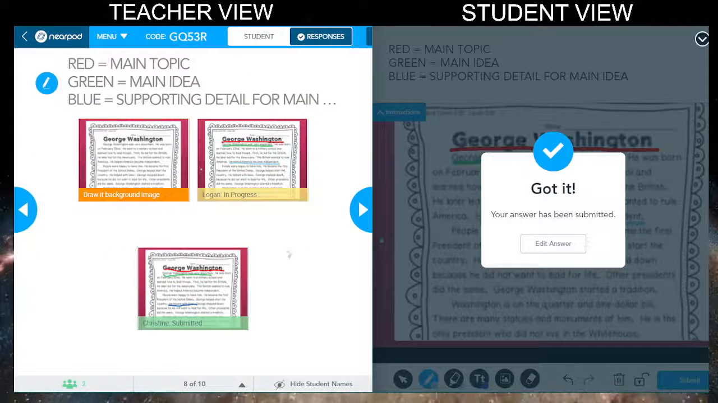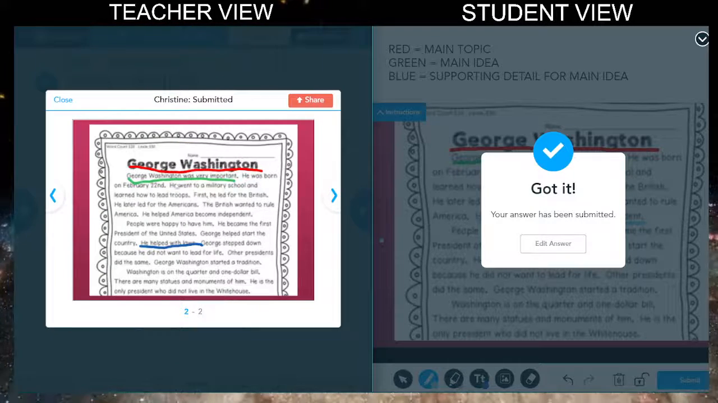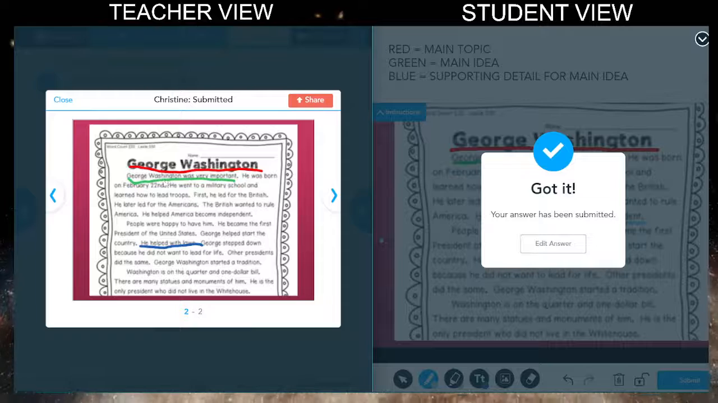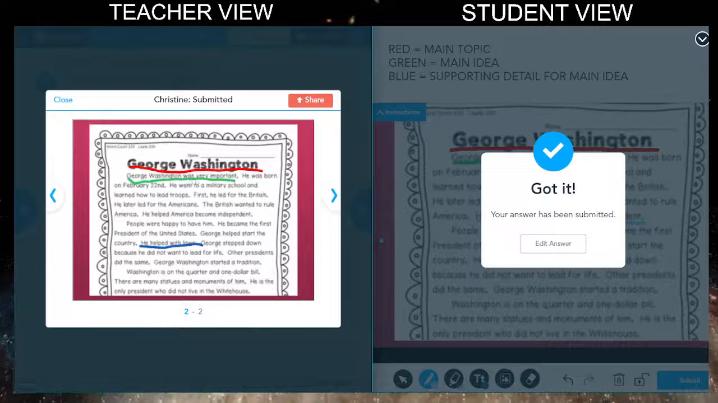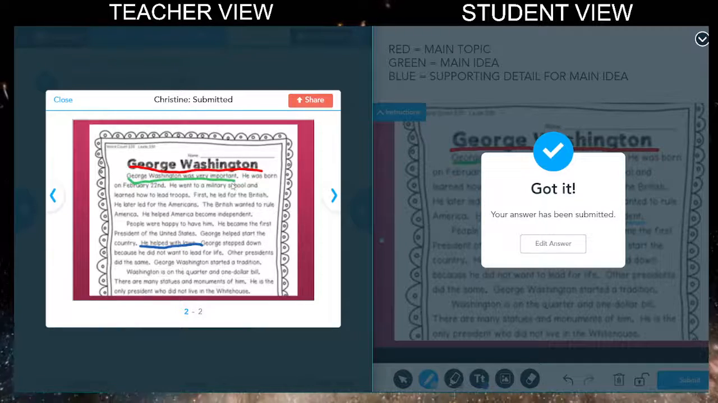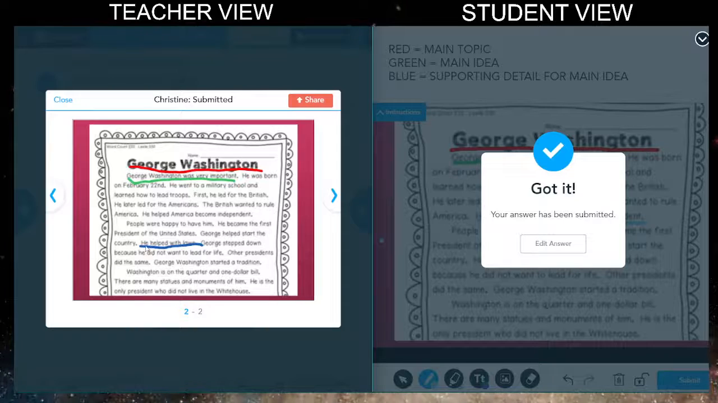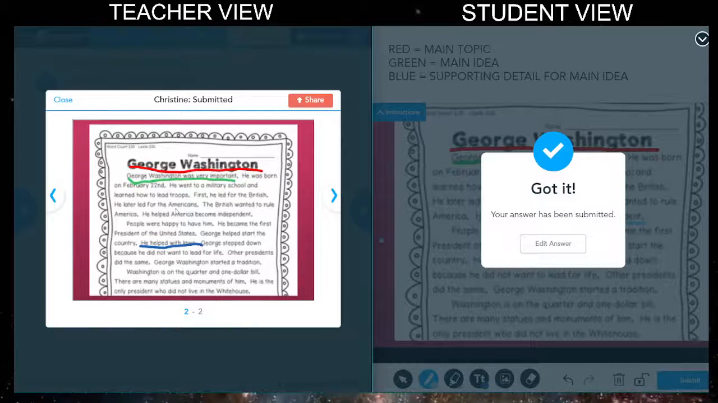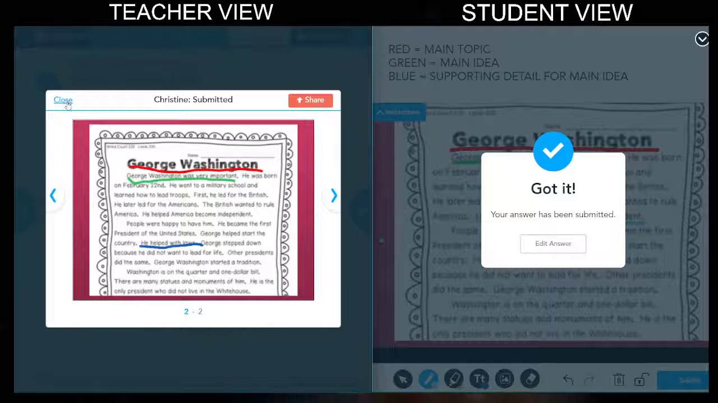All right, so let's see. It looks like Christine's done. So Christine said that George Washington is the main topic. In green, she underlined the main idea, which is George Washington was very important. And then for her supporting detail, she selected that he helped with laws. That sounds pretty important to me. I don't think people who are not important make laws, right? You have to be important to do that.